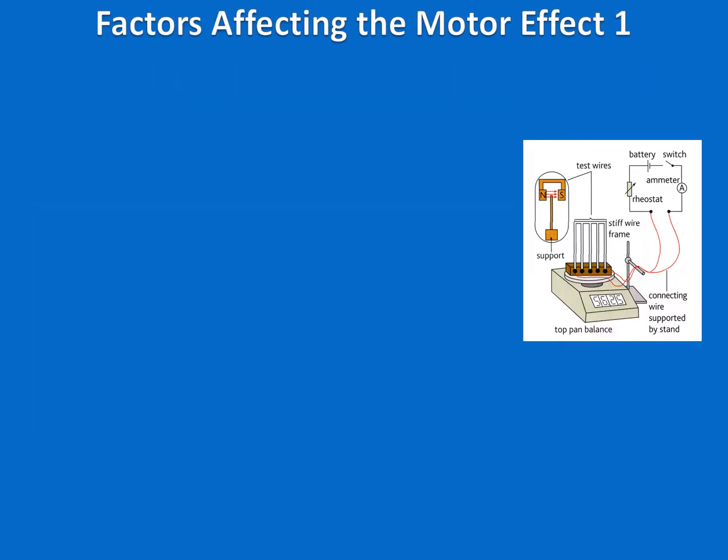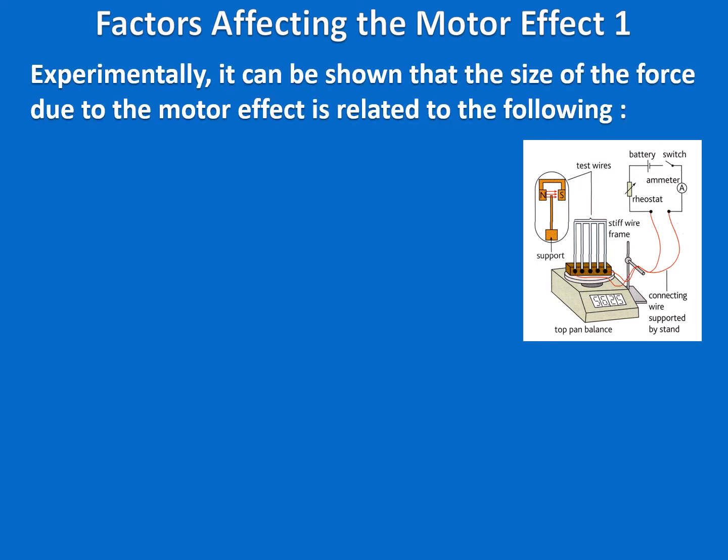So when we do this in the lab next week, you can see the diagram on the right there. That's a setup we'll have. We have a top pan balance, and a current passes through the wire, and we can measure a force produced. So I'll show you that next week, and we'll see the force that is produced.